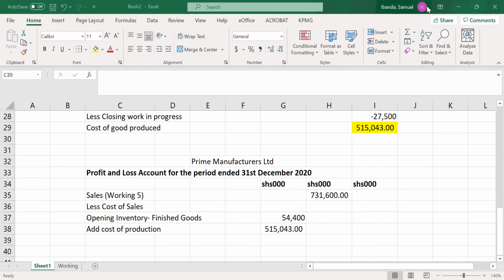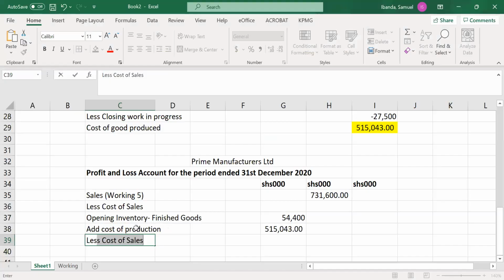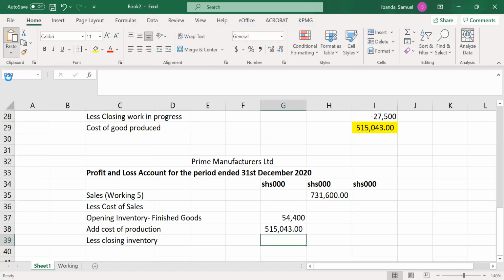And once I have done that, the next thing I'm going to look at is definitely to adjust with the closing inventory. So closing inventory is 45,600. So I'll just come here and say less closing inventory of 45,600. So that is what we basically have.